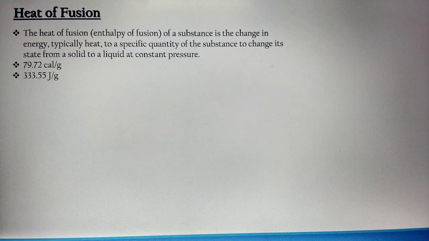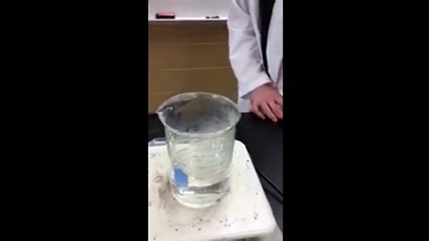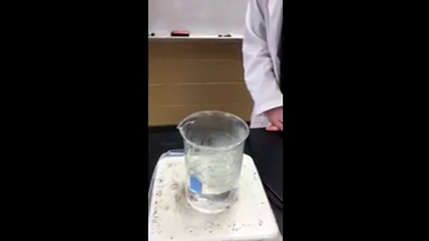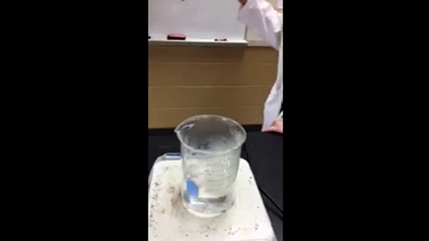The heat of fusion, otherwise known as enthalpy of fusion, of a substance is the change in energy, typically heat, to a specific quantity of the substance to change its state from a solid to a liquid at a constant pressure. Water's heat of fusion in calories is 79.72 calories per gram. Water's heat of fusion in joules is 333.55 joules per gram.